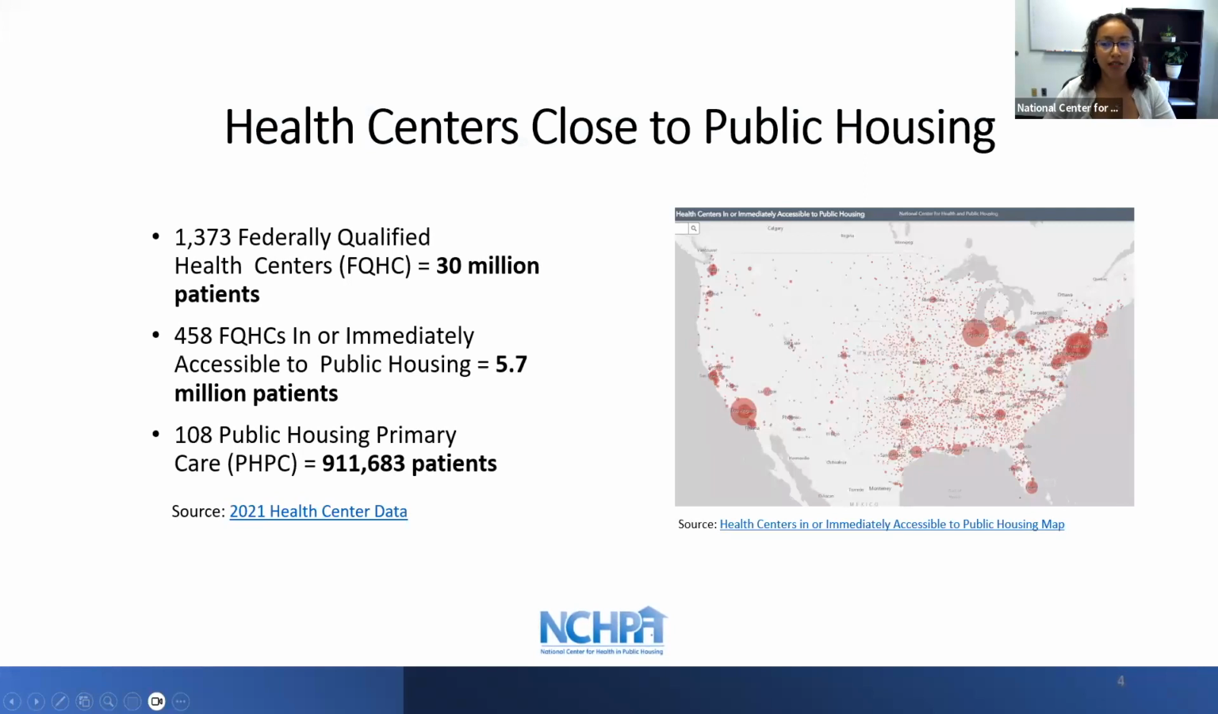Here we have some background information about health centers that are close to public housing. Here we display data that contains information on patients that are served by federally qualified health centers. As of 2021 UDS data, there were over 1,000 FQHCs that served 30 million patients, 458 FQHCs that were in or immediately accessible to public housing that served 5.7 million patients, and 108 public housing primary care grantees that serve over 900,000 patients as well.